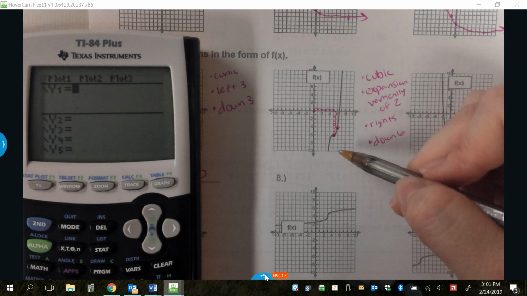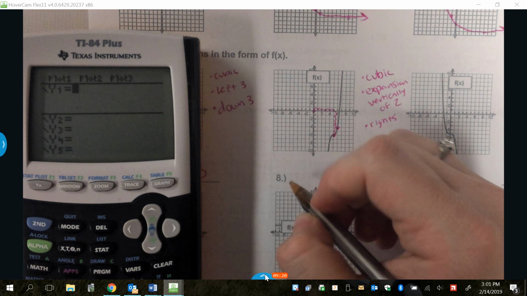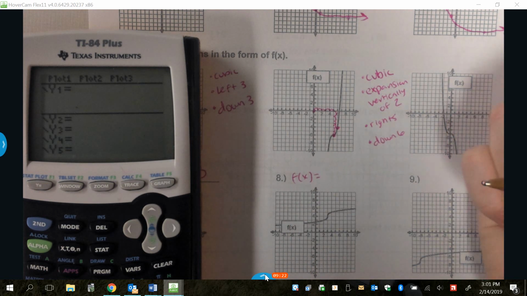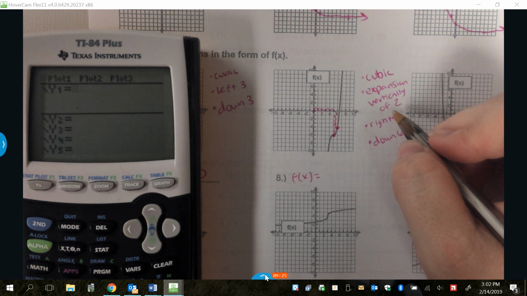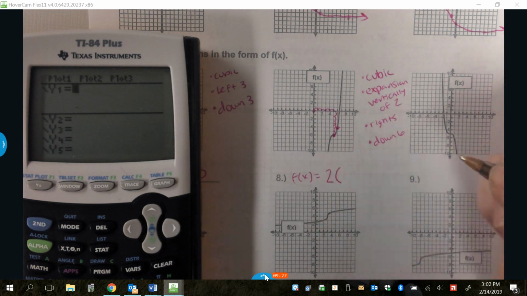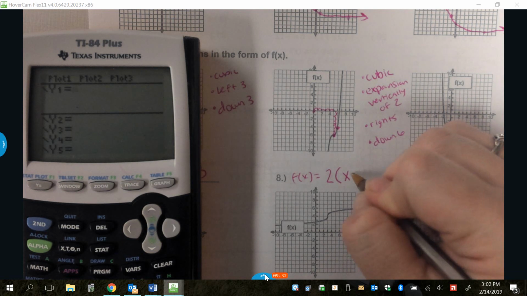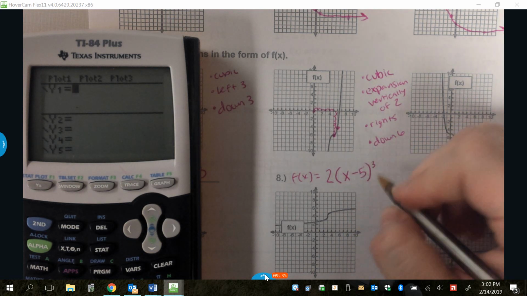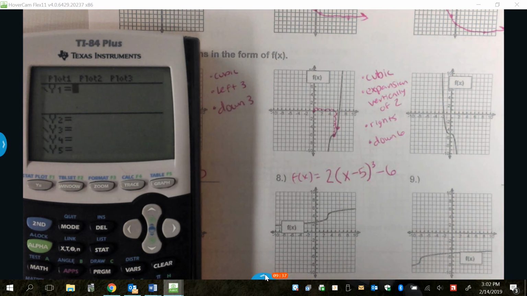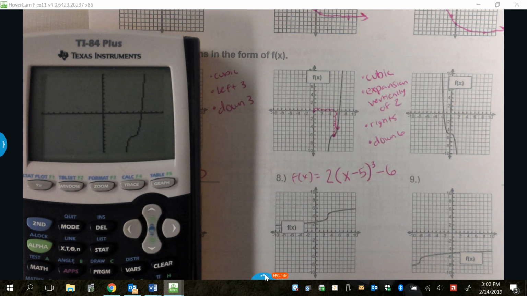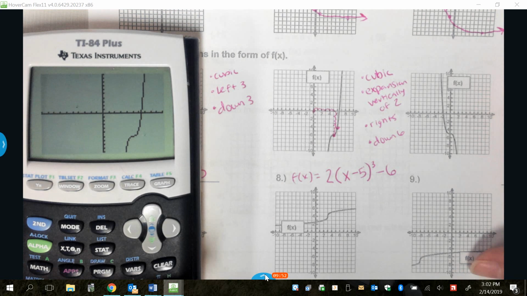It's hard to focus when I'm looking at the screen. So I get f of x equals cubic. It's an expansion. It's increasing, so it's going to be 2 times x right 5. So right is positive, so I'm going to say minus 5, cubed, down 6. And I again type that, and it looks similar, therefore I know I should be correct.